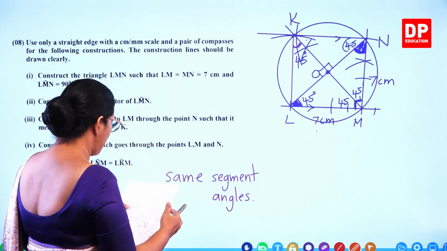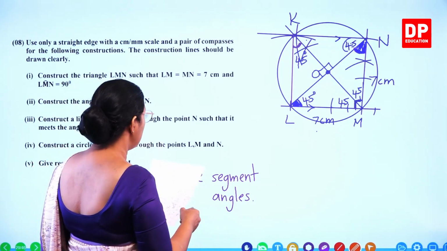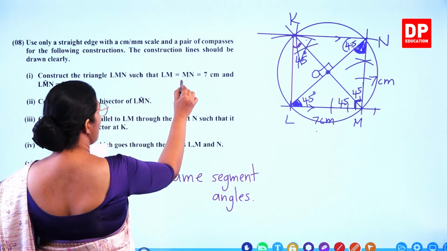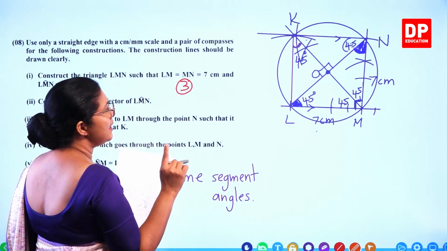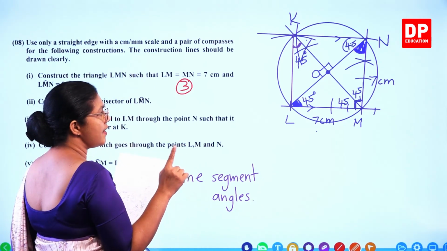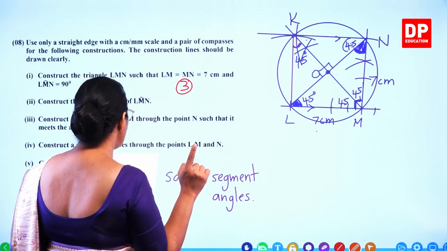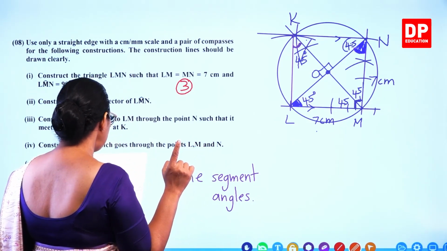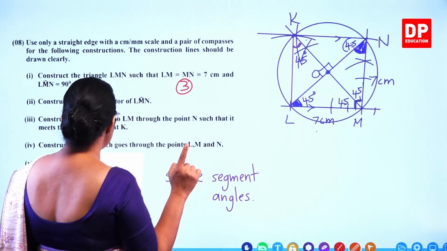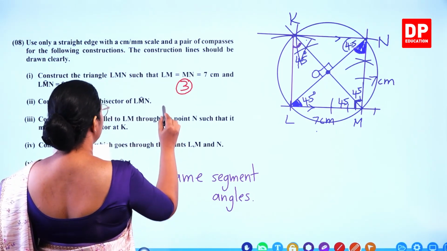So let's give marks for these parts. You get 3 marks for constructing the triangle LMN: 1 mark for the 90-degree angle and 7 centimeter lengths, and connecting all together, 3 marks. And part 2, construct the angle bisector, just 1 mark.